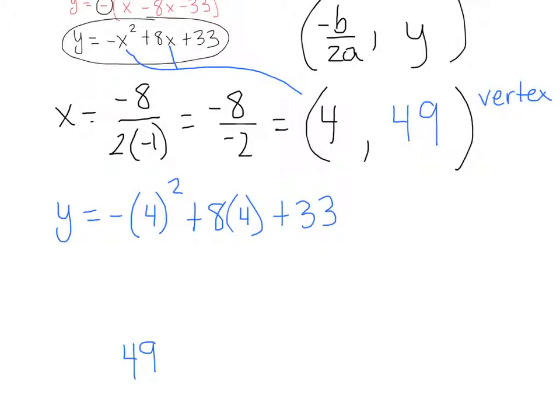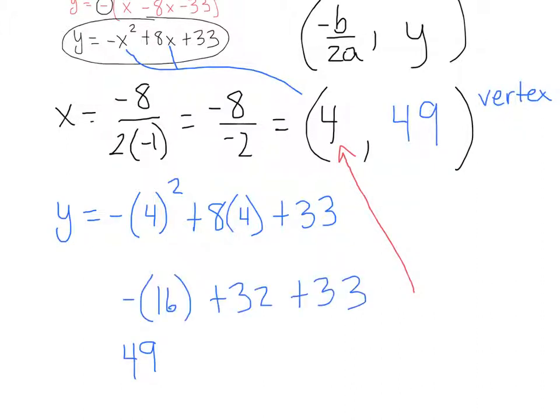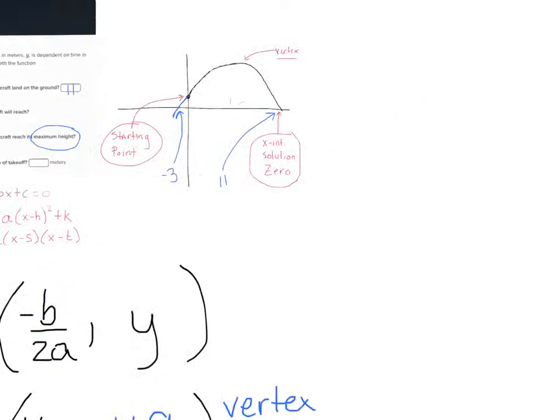So what does the 4 mean in the vertex? What does the 4 mean in the vertex? The 4 right here, what it means is 4 seconds into flight, it reaches its maximum height. And what is its maximum height? 49 meters high. So 4 seconds into flight, it reaches its maximum. And what is its maximum? 49 meters high. So let's go back to our graph.